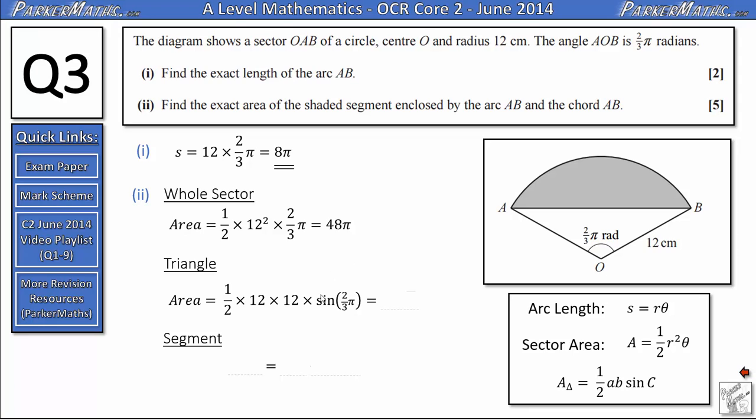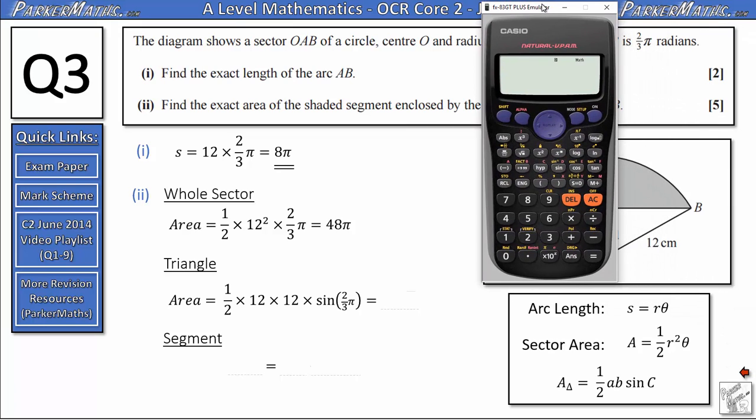If you're confident at converting between radians and degrees, you may have spotted that 2/3 pi is actually 120 degrees and be able to do that calculation in your head. But let's suppose you didn't remember that. Let's look at what we do on our calculator. Because our angle here is in radians, we need to make sure our calculator is also in radians if we're going to do the sine of it.